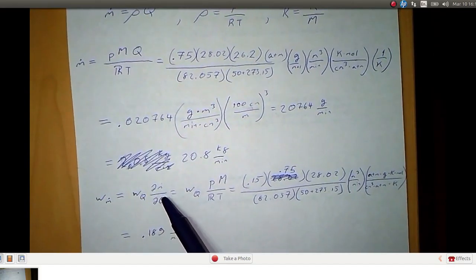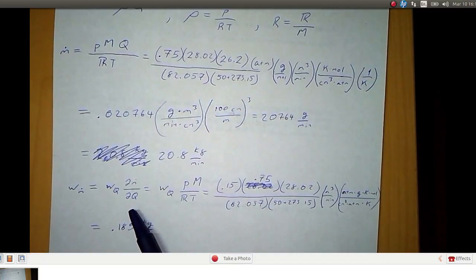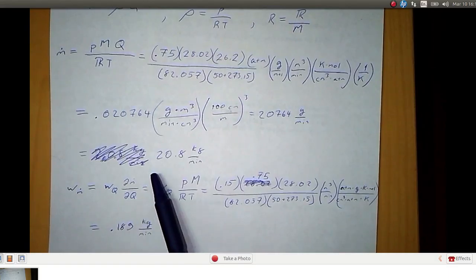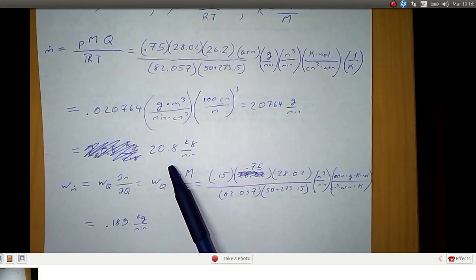Now the uncertainty: we only have one measurement with uncertainty, and that's the volumetric flow rate. And so the uncertainty in our result is given by this equation. It's the product of the measurement uncertainty and the partial derivative of the result with respect to that one measurement. So partial of m dot with respect to Q. That works out to be what's shown here. And so the final value for that is 0.189 kilograms per minute, which is about 1/2 of 1% of the result of the mass flow rate.